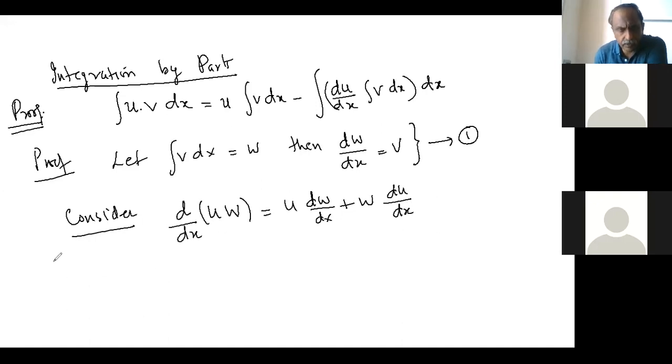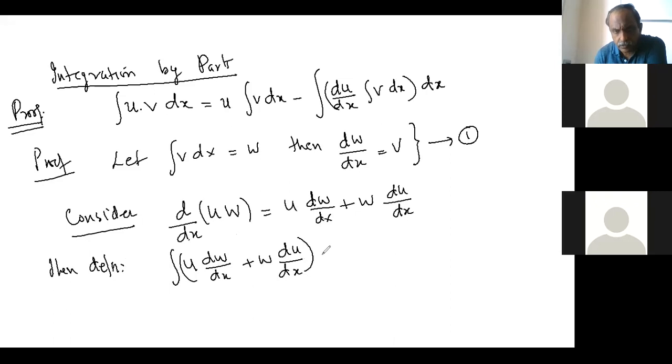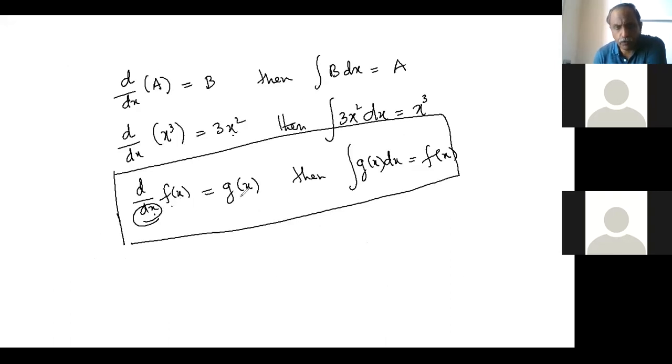Then what can I say? By definition of integration, what can I say? The integral of the right hand side. The integration's derivative is done with respect to x, so dx will come here. It is uw. Everybody understood this particular step? It is what I explained in the previous year. If the derivative of f of x is g of x, then the integral of g of x is f of x. That's what I applied here.